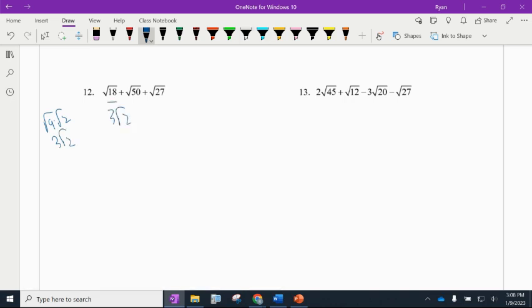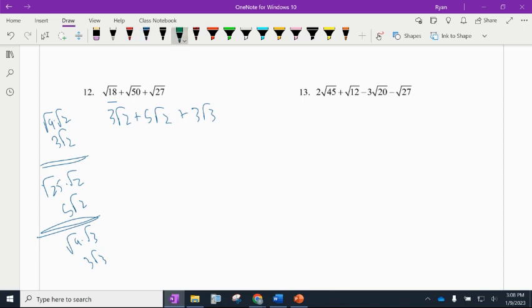So there's square root of 18. This is square root of 50. And this is square root of 27. Now, when we combine these together, 3 root 2 plus 5 root 2 is 8 square root of 2, plus the 3 square root of 3 at the end of it, which can't combine with the other ones.